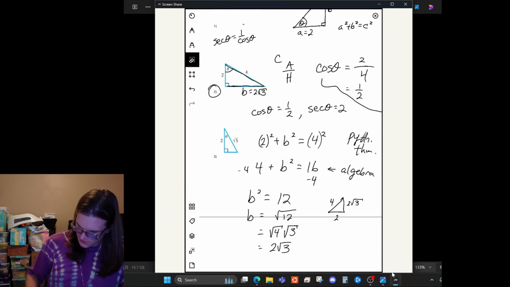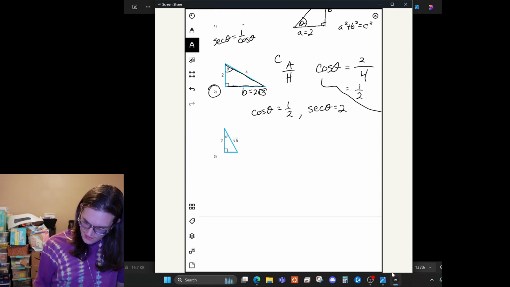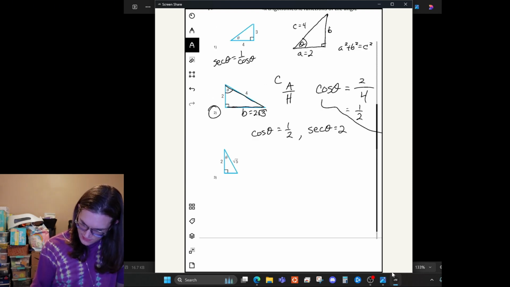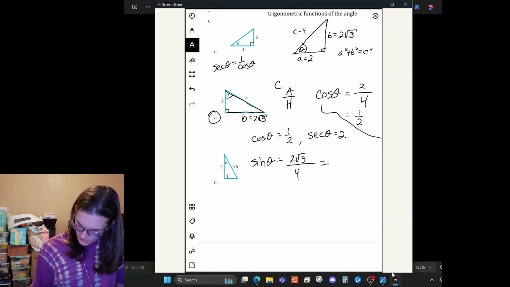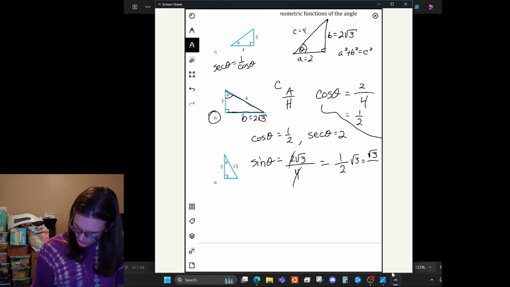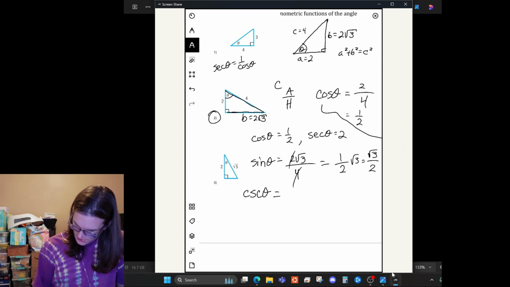Now, I'm going to erase all this. That was just to find our bonus side so we could get the rest of the trig function solved. All right. And so we have now our newfound b, which is useful, 2 root 3. So now sine of theta is equal to opposite, which is b, over hypotenuse, which is 4. This 2 and this 4 cancel into 1/2. 1/2 of root 3, or root 3 over 2. Okay, and then we'll just do the inverses quickly because it's convenient. Cosecant is 1 over sine of theta. Sine of theta is this. So cosecant is 2 over root 3.